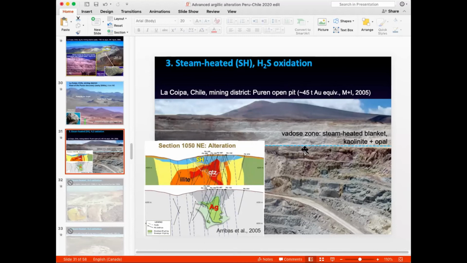So you have to understand, as Goldfields did, and many other people now do, Placid Dome in those days, that you can have steam-heated alteration totally barren in gold, silver, arsenic, antimony, etc., possibly anomalous in mercury, because mercury is volatile, but you can have barren mineralization.